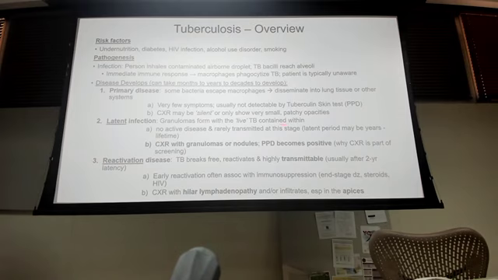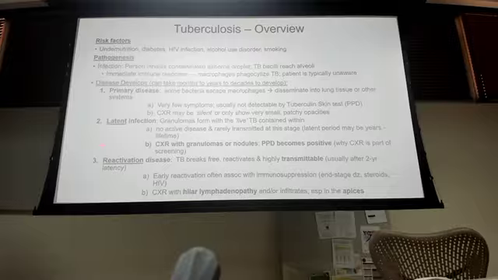So this is also where we see our PPD become positive. So again, understand test question, where could you see a positive PPD? It could be your latent infection or your reactivation disease. Most likely with reactivation disease, that's when they're symptomatic, we're not going to do a PPD because we're thinking TB at this point. We have other diagnostics. But latent infection, that's where it's going to start becoming positive.